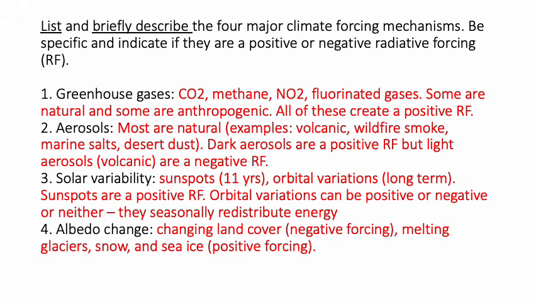Some of these are natural, like CO2, methane, and nitrous oxide. Fluorinated gases are anthropogenic. But human activities are increasing CO2 and methane and nitrous oxide. All of these create a positive radiative forcing.